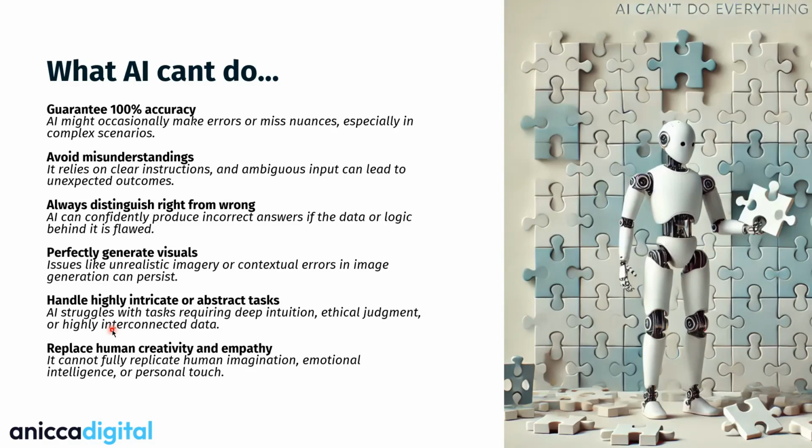What can't AI do? Well, it's not going to be 100% accurate. There's going to be occasions where it misses things, those nuances, those complex scenarios. It can misunderstand things, so it needs clear instructions. You can't be ambiguous with the input, because you're going to get unexpected outputs as a result.